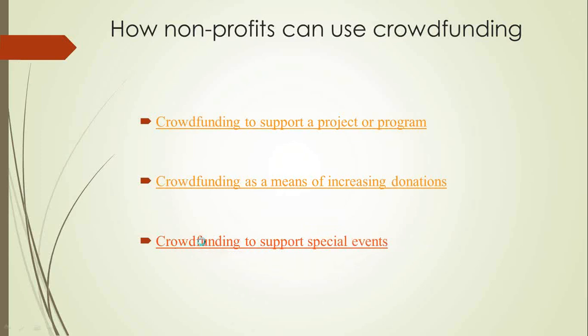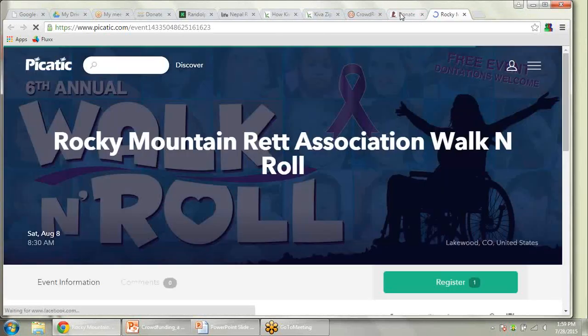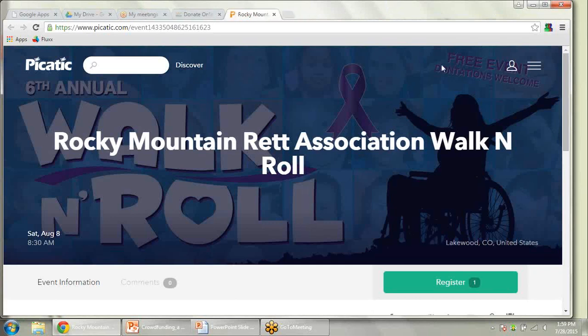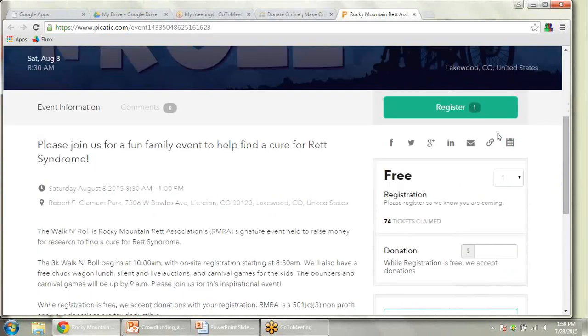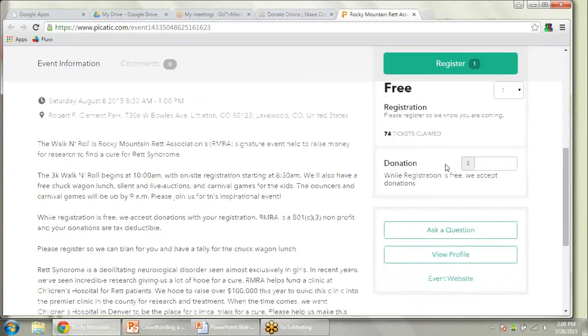But lastly, if you click on this link, this is a link to an event. And you'll see on this event, you're allowed to register. It's a walk-and-roll, which is a fundraising event that this particular organization had. But crowdfunding can be used to register and donate to events itself.